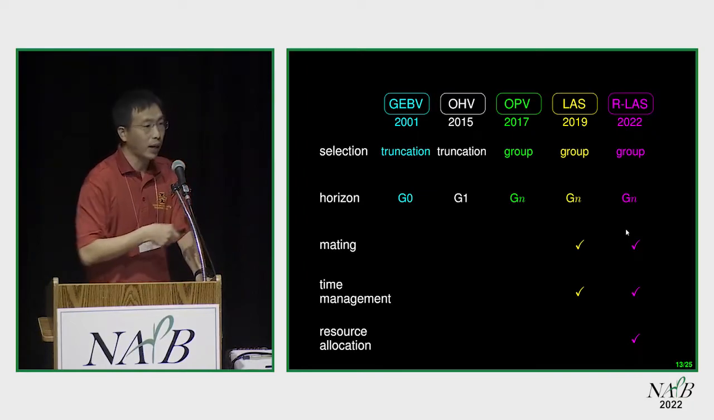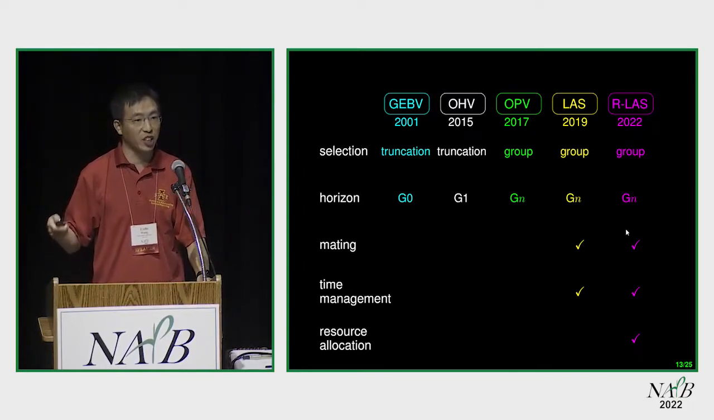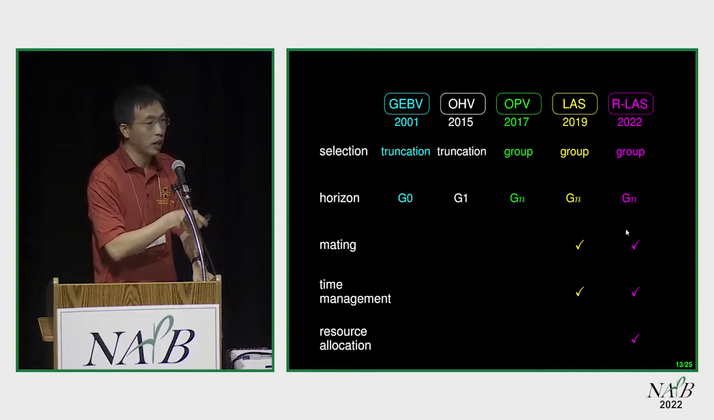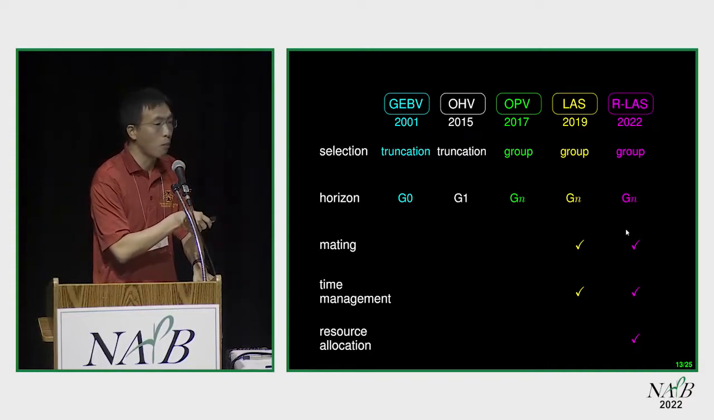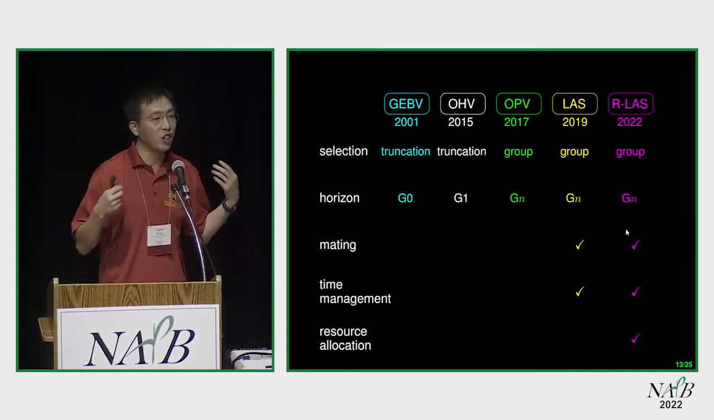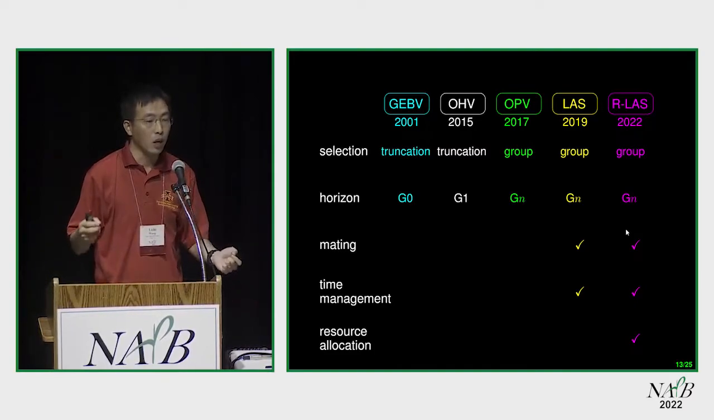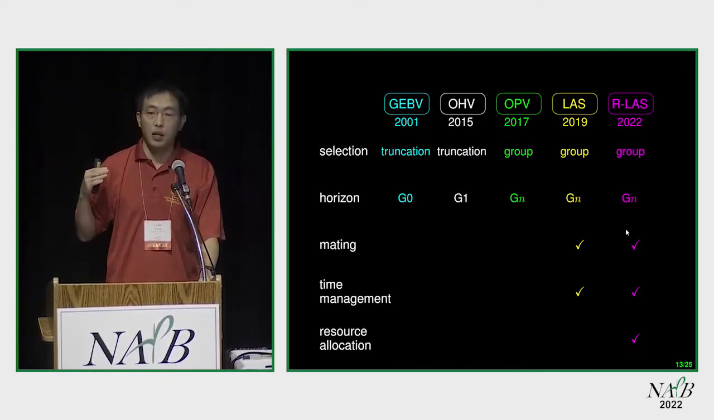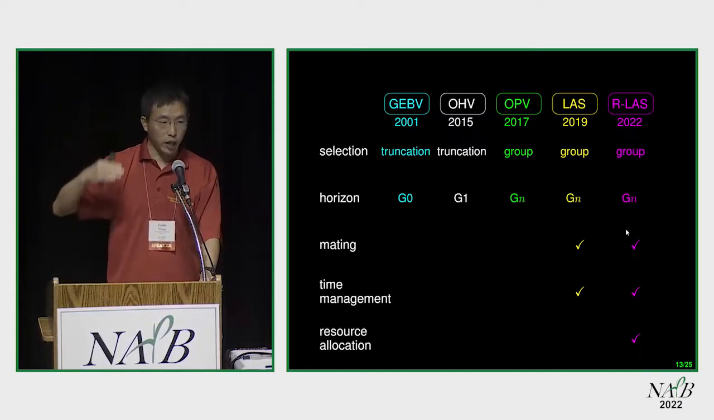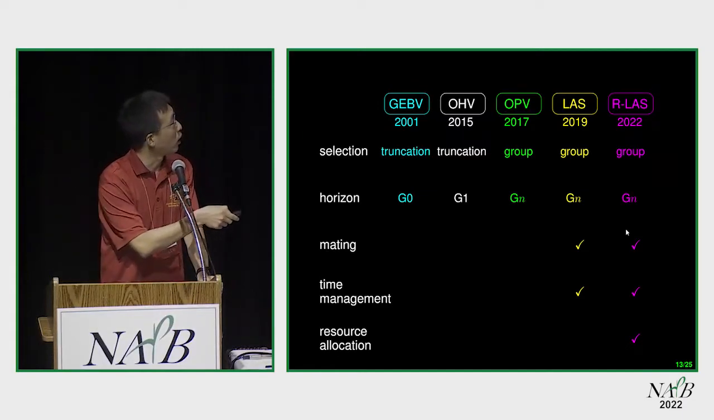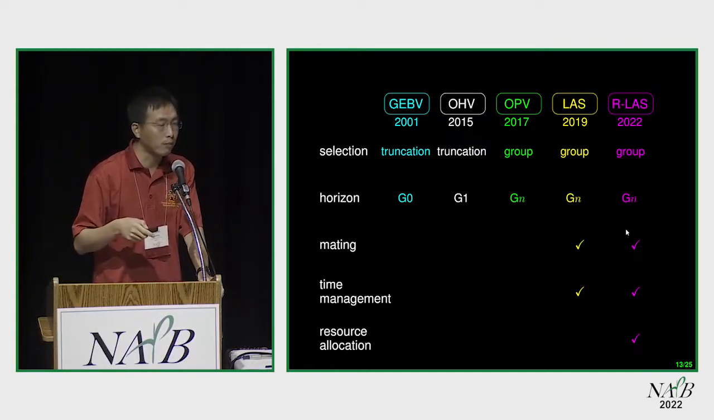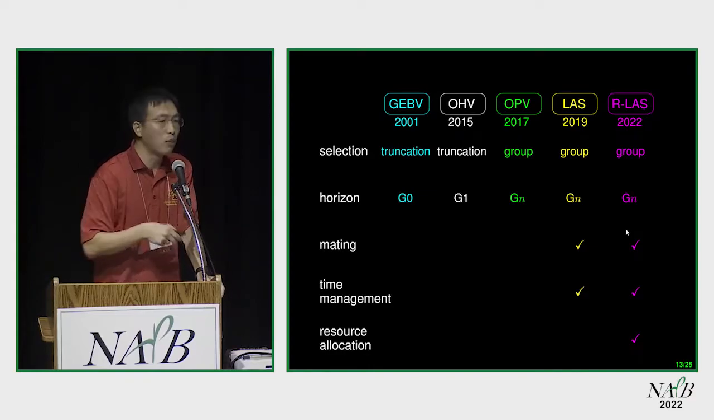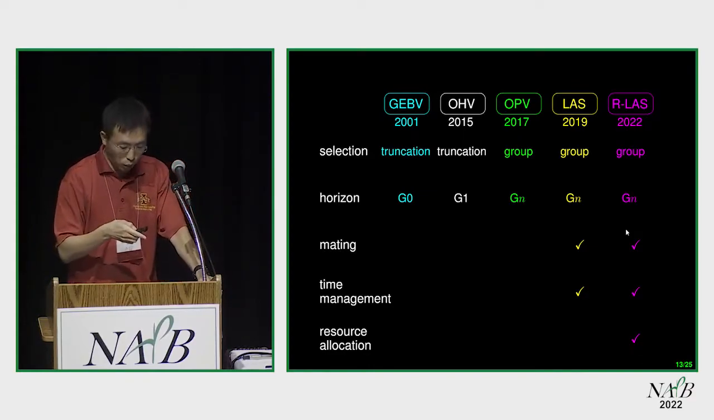And then in 2019, we proposed the look ahead selection. Not only is it a group selection looking at the future, but we're also optimizing the mating decision and time management. So your optimal selection may depend on your selection timeline. And recently we published a paper for optimal resource allocation. I will give you some examples.